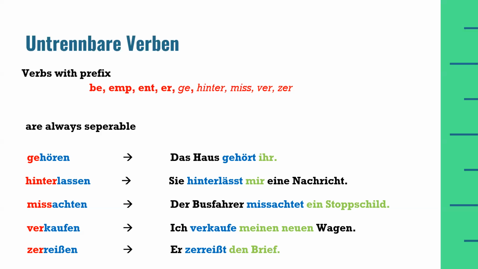Zerreißen. Zerreißen means to tear. Er zerreißt den Brief. He tears the letter. So here again, this prefix zer is not separable. Therefore, we have to treat it as a normal verb and conjugate it according to the subject of the sentence, and we have to put it at the second position of the sentence. So I hope that with the help of these hints, now it's possible for you to identify which verbs are separable and which are not.